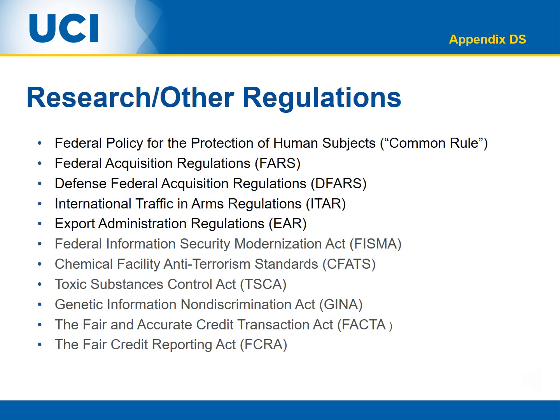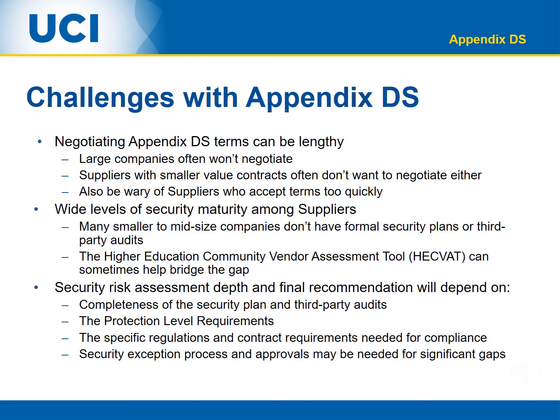There are a bunch of other regulations in that section as well, and most of these will correspond to similar data types, like in the research areas for the DARs and DFARS and things like that. So work with your faculty members to determine if any of that data is present and any of these regulations apply. So part of our challenge with Appendix DS is negotiating terms can be lengthy.